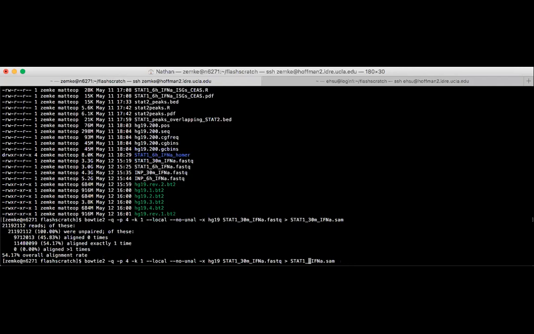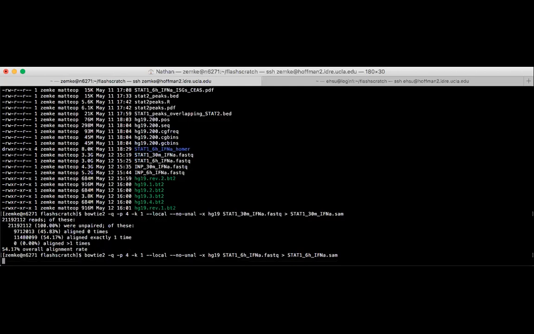So now I'm going to do the 6-hour alignment. Also, these are very short reads. I think the reads were like 20-something bases, whereas typically they're at least 50. So I imagine that the shorter reads are probably going to have more alignment issues than if you had longer ones.